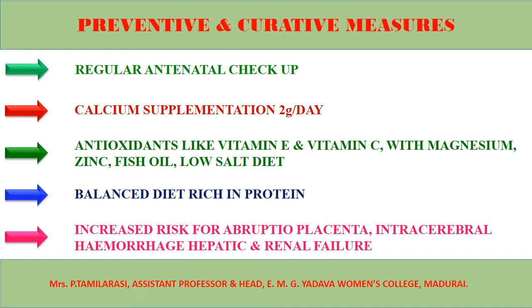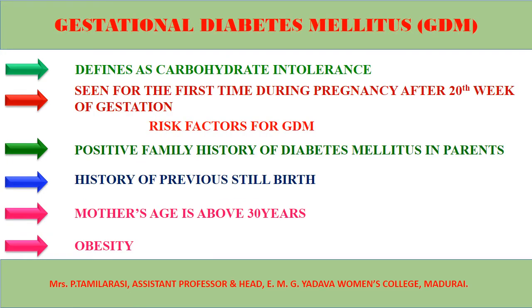So, abruptio placenta means premature detachment of the placenta, which will occur in some cases. So, in order to prevent all these complications, the preventive and curative measures should be followed by a pregnant woman. The next important type of complication is gestational diabetes mellitus.